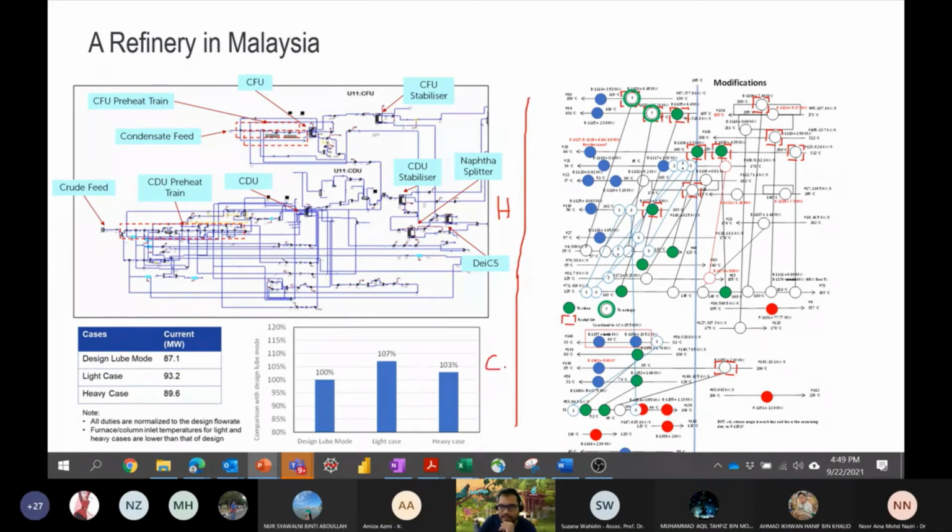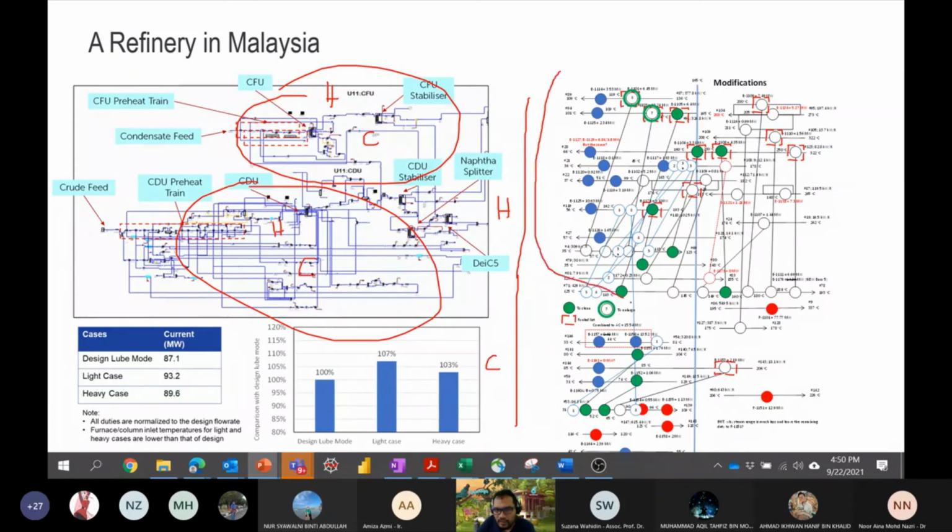In this particular case, I don't want to do this because we have two complexes, the CFU and the CDU. So we have hot streams and cold streams on the CFU, and also hot streams and cold streams on the CDU. So what I do is this part, then the CDU part, and then this is the CFU part.